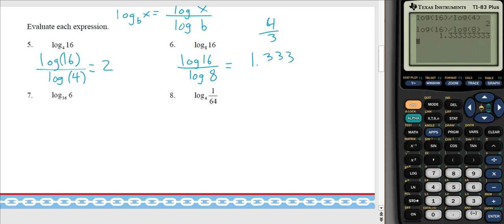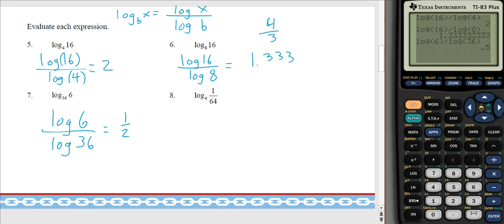For 7, the tricky part is a lot of people get this upside down. Log of the x value, log of the big number, right? The 6 is physically larger than the 36 that's a subscript, right? So the 36 is your base. It stays on the bottom, right? So make sure that that's what you're typing into the calculator. And my 6 didn't take here. There we go. Log of 6 over log of 36, and I get 1/2.